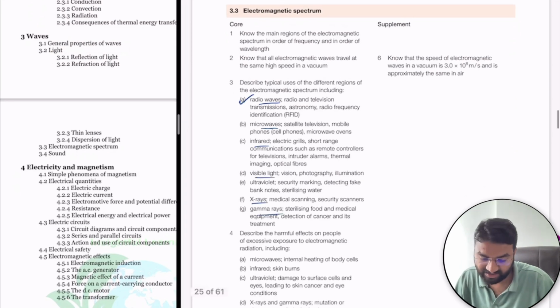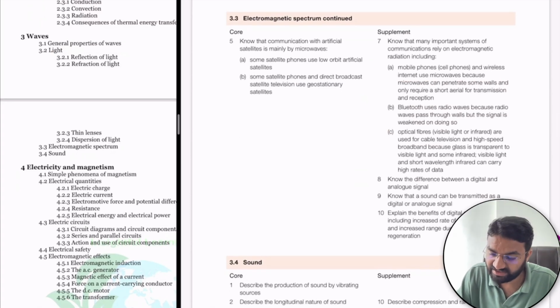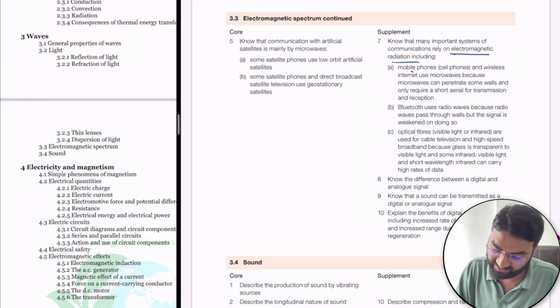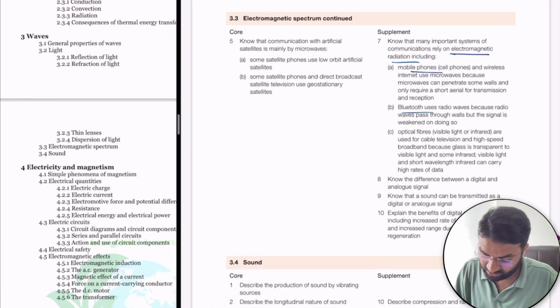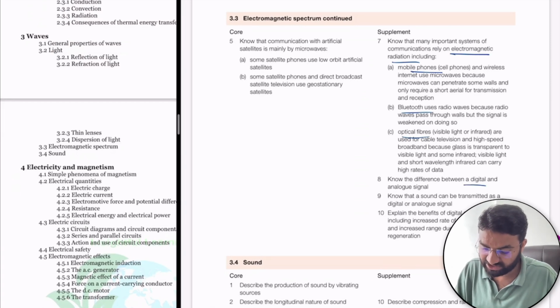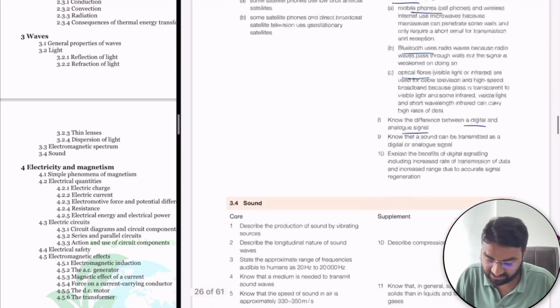Okay, then next one, for extended student, is electromagnetic radiations and their applications such as mobile phones, Bluetooth, then optical fiber. These things you have to understand, even the difference between digital and analog signals, then how they are transmitted, what are their benefits and things like that you have to understand.